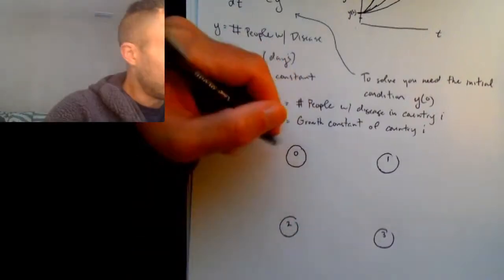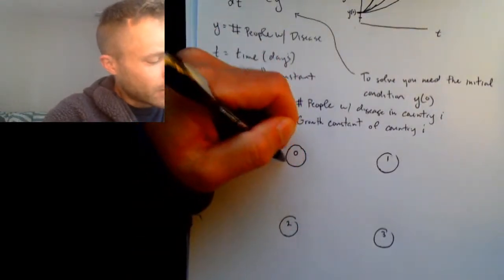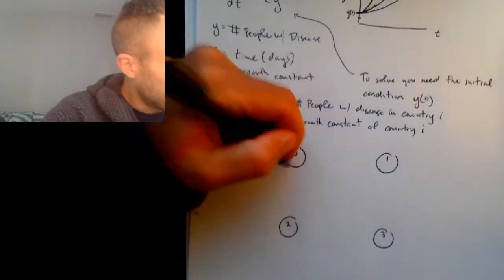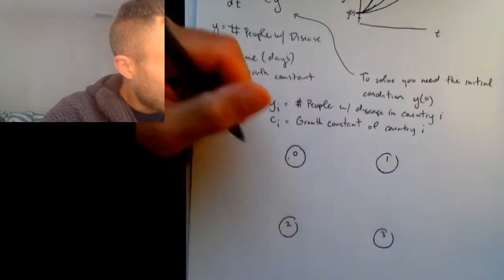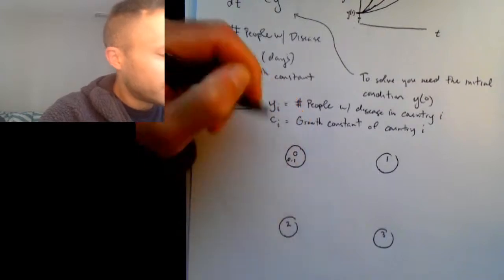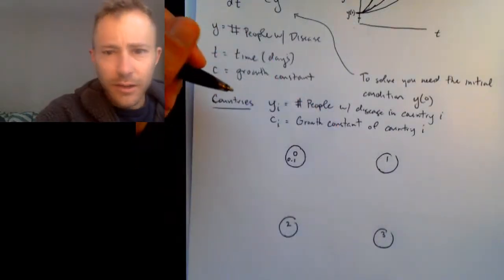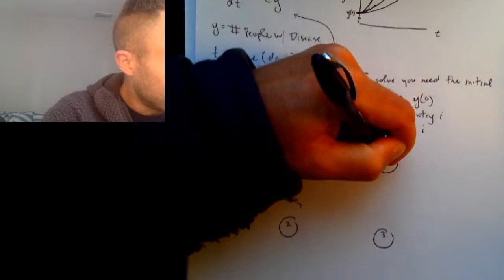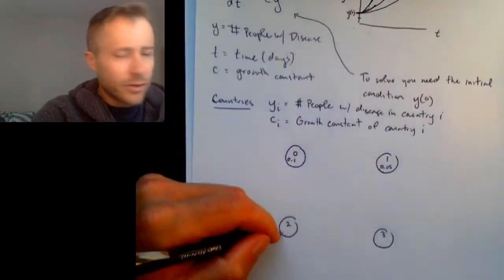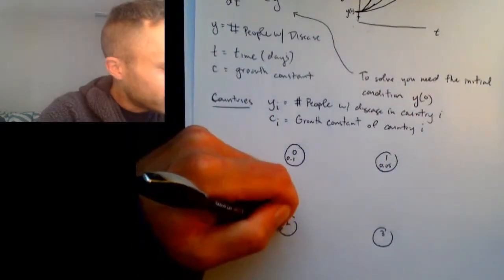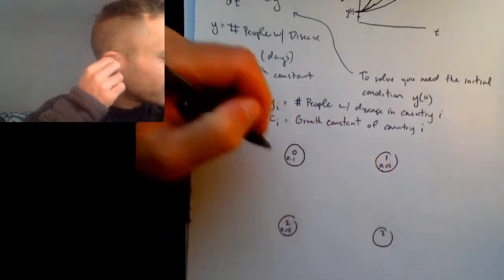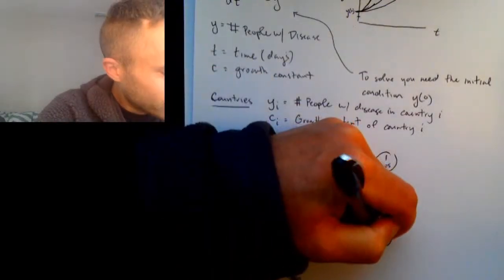So let's say that country 0 has a growth constant of 0.1. Country 1 has a growth constant of 0.05. Country 2 has a growth constant of 0.08. And then country 3 has a growth constant of 0.